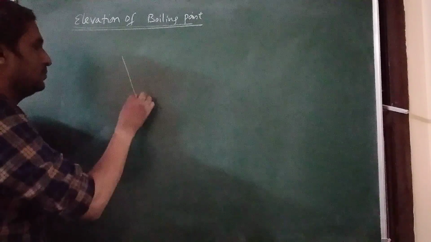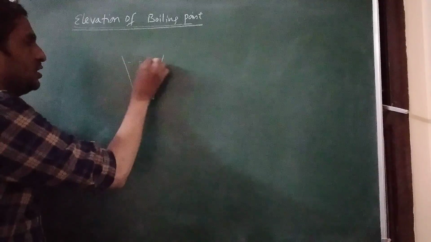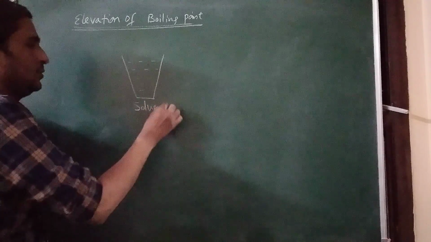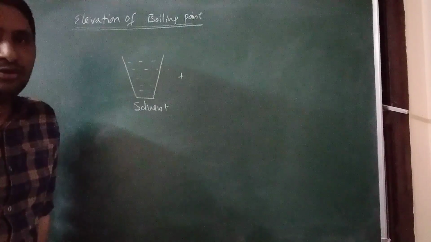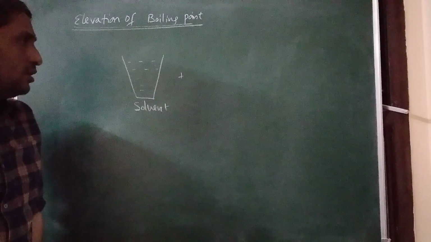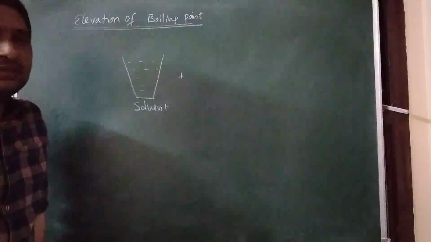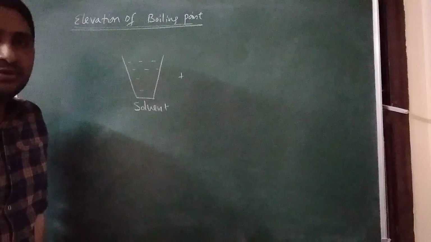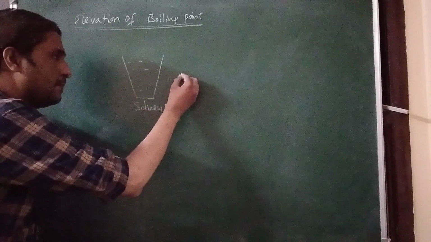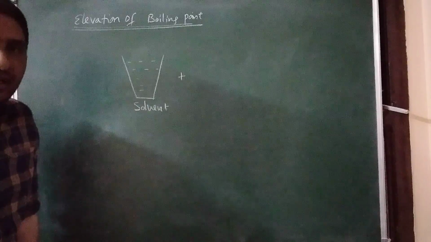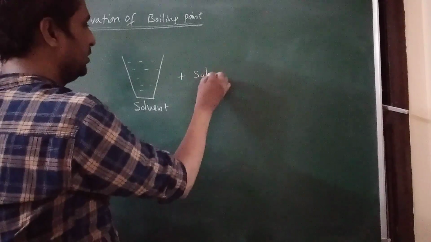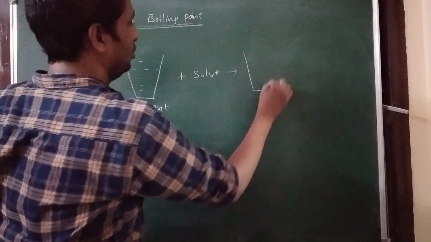Suppose this one is the solvent. To this I add a non-volatile solute. Non-volatile solute means sugar, urea. These are not converted into the vapor phase, so they are called non-volatile solutes. Naphthalene and camphor are volatile solutes. So I add the solute to it, then it gives rise to a solution.